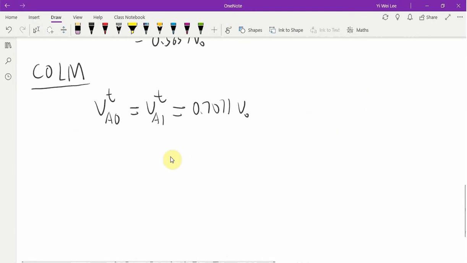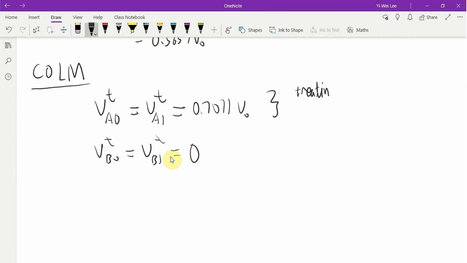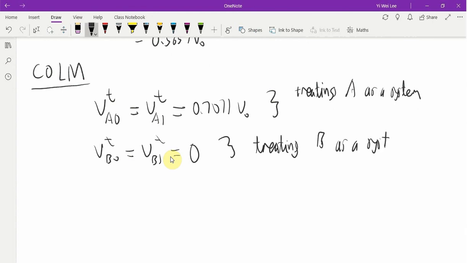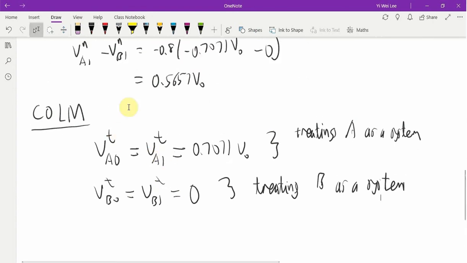So in this case, we can say that VB naught T is equal to VB1 T, which actually is equal to 0. So this was formed by treating A as a system. This equation was formed by treating B as a system. Okay, so now we have 3 more equations, right?